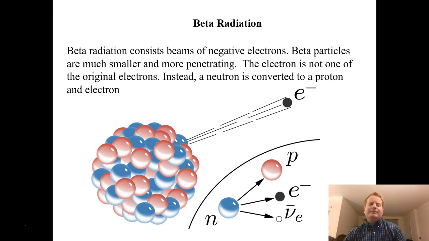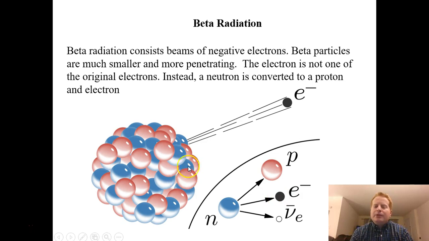Okay, the next type is beta radiation. So this one's a little bit more complicated and really interesting. We again begin with a nucleus that is unstable, right? But the odd thing that happens here is something you've probably never heard before. In beta radiation, you take a neutron from the nucleus, so one of our blue particles, and it actually converts into a proton and into an electron.